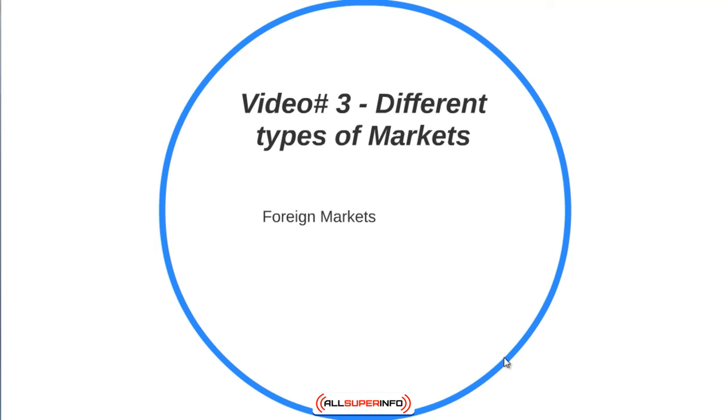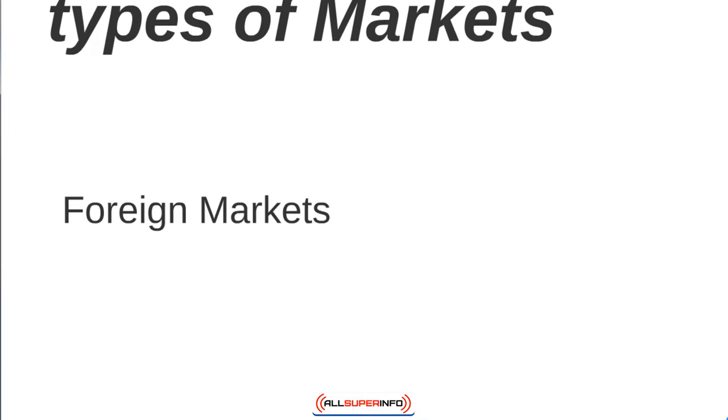So let's talk about different types of markets so that you're aware of what's out there and how you can expand into these markets. So the first thing is foreign markets. The last thing that possibly passed your mind is foreign markets. But most businesses tend to forget about foreign markets. And I'm not just talking about language here.